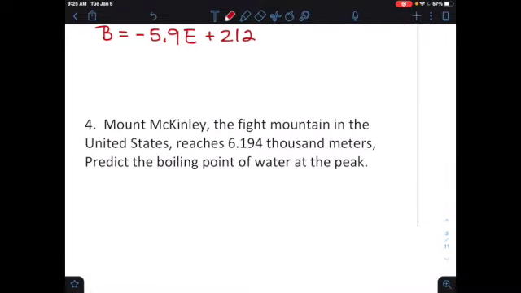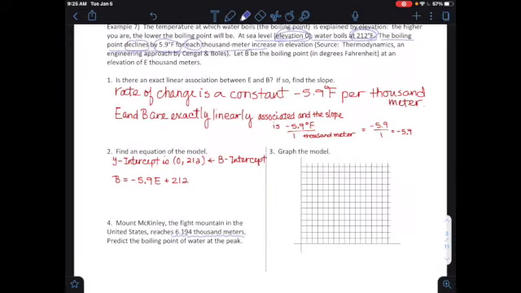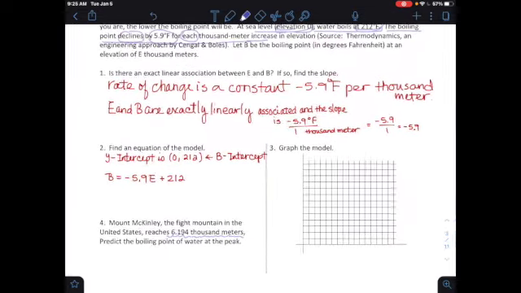Next question says, Mount Kinsley, the tallest mountain in the United States, reaches 6.194 thousand meters. Predict the boiling point of the water at the peak. So what you need to do is understand what this 6.194 thousand meters means. Is that the B or is that the E? Well, E stands for elevation up here. E stands for the elevation.